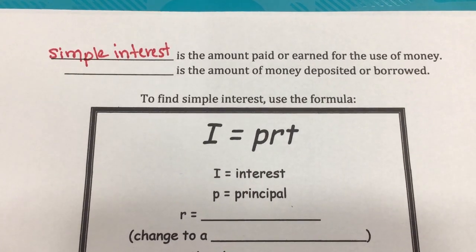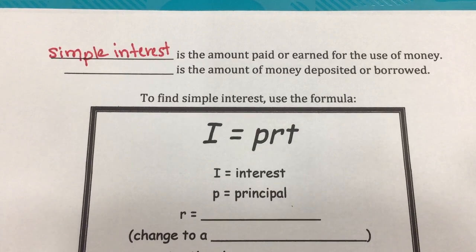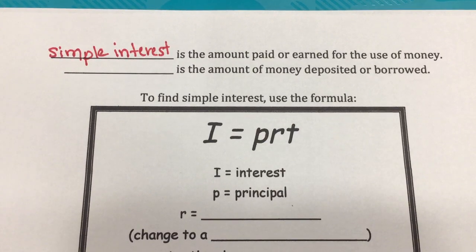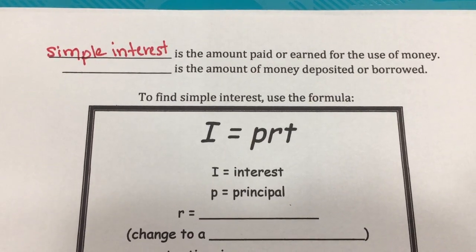Anytime you borrow money, before you pay it back, the charge for borrowing the money is called interest. Or sometimes when you deposit money in a bank and the bank pays you for leaving that money there, that's called interest as well. So there are different types of interest, but you can use the same formula to find both.